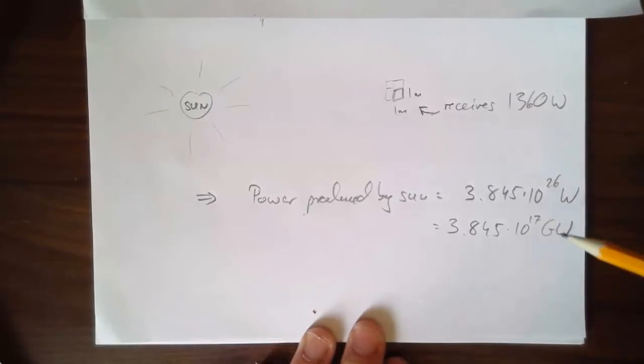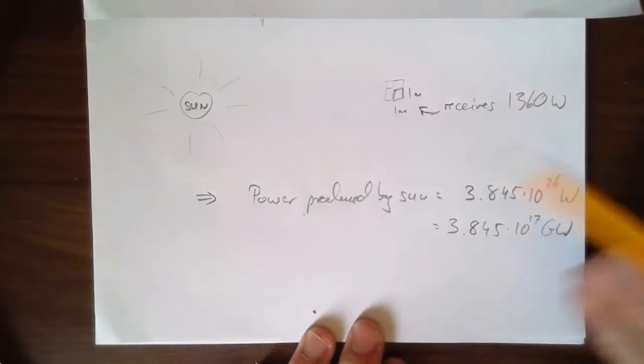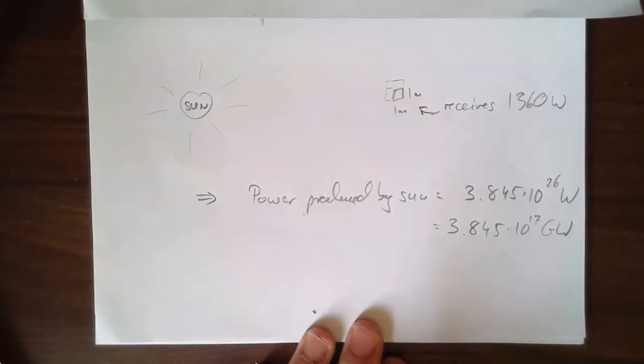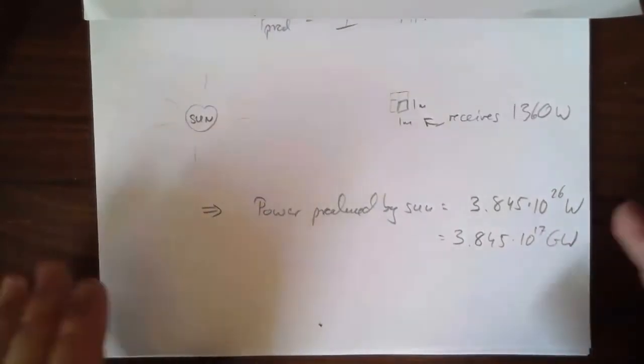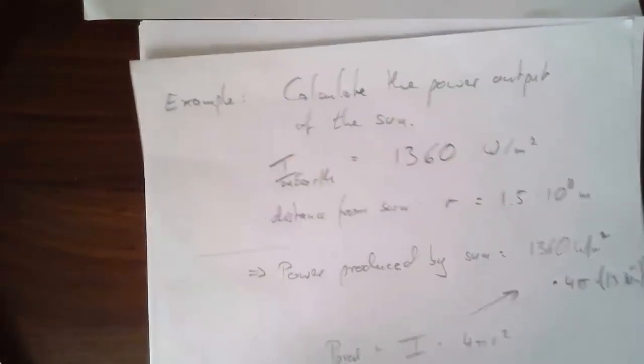Alright, so that's one application of intensity. Now let's imagine we want to put up a solar panel, we want to put it out into space, we're going to put it on Mercury, because Mercury is close to the Sun. So what do we do then? How much power gets produced by a solar panel on Mercury?